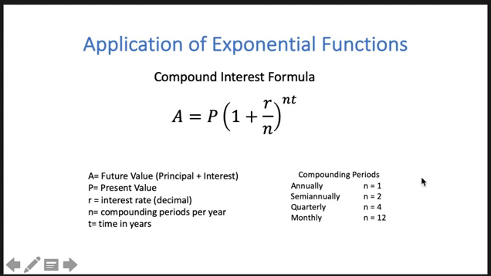So when we're talking about compounding periods, I just want to make sure this makes sense. If your money is getting compounded annually, that means once a year. Semi-annually means twice a year. Quarterly means 4 times a year. And monthly means 12 times a year. That's typically what you're going to see when you're talking about compound interest.